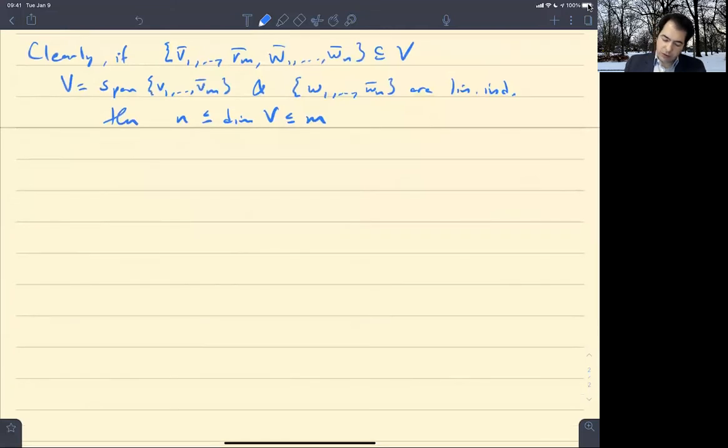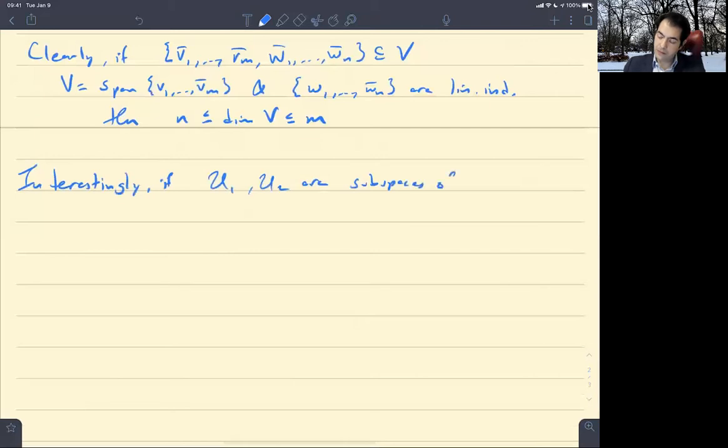Okay, so here's an interesting fact. Let's say that U1 and U2 are subspaces of V. And let's say the dimension of U1 plus the dimension of U2 is bigger than the dimension of V.